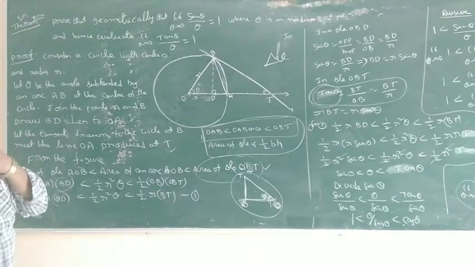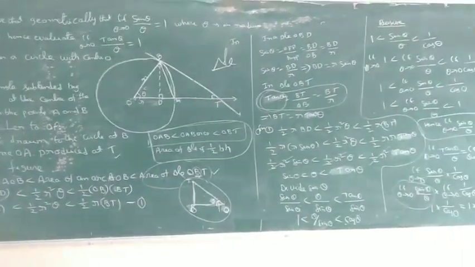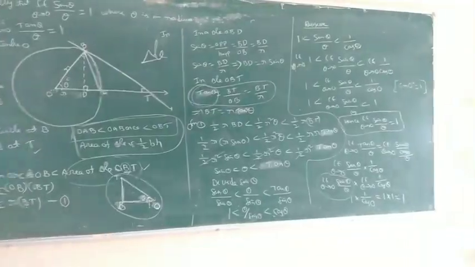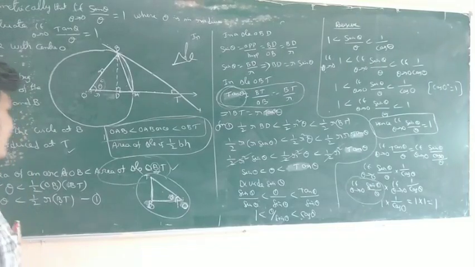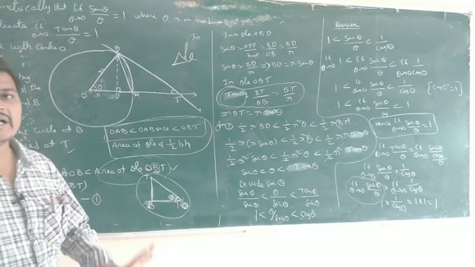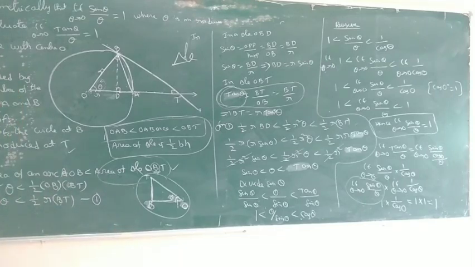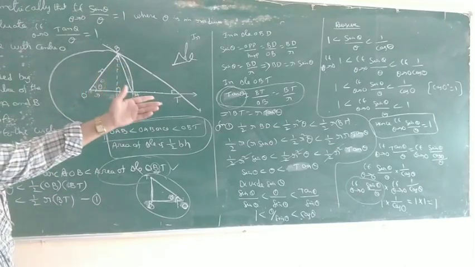Next we have to find out BD and BT. This is required. How do we find BD and BT? By using the angle theta, with sine, cos, tan, or anything.